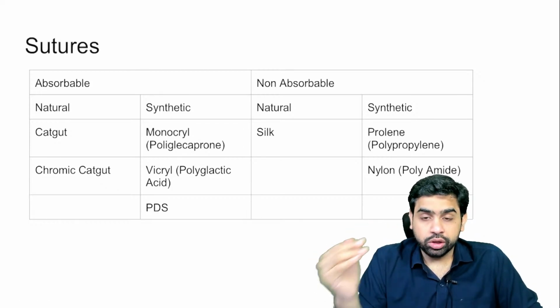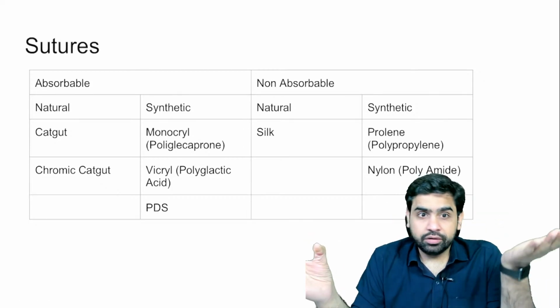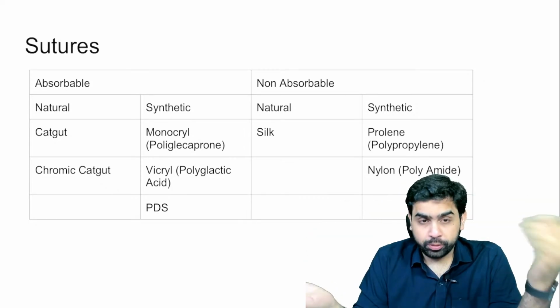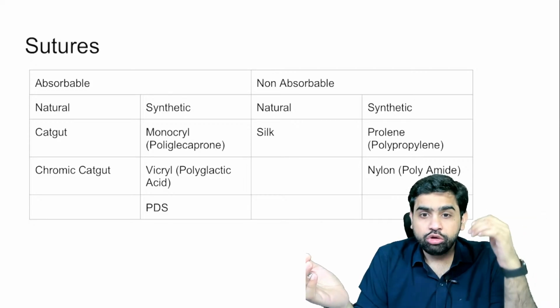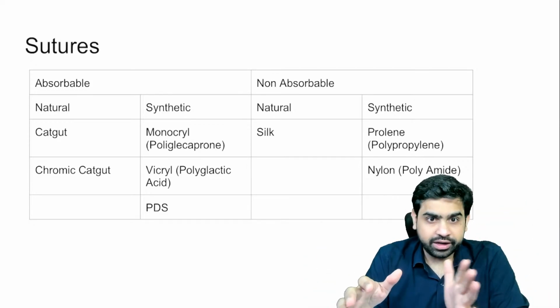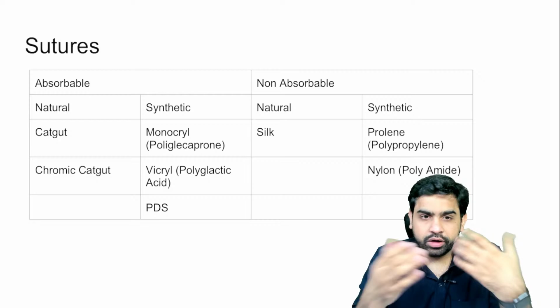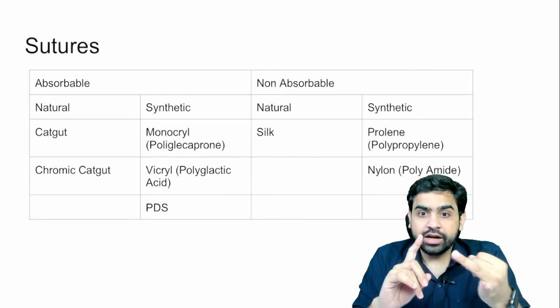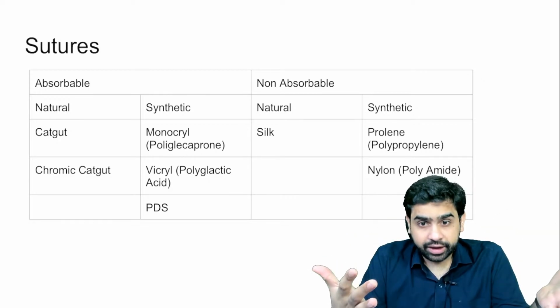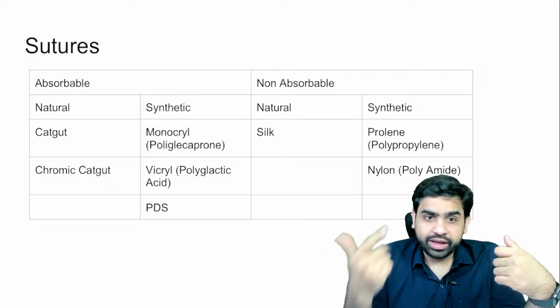Okay. Now sutures. Sutures can be absorbable sutures and non-absorbable sutures. In the absorbable sutures, you have naturally occurring absorbable sutures and synthetically occurring absorbable sutures. What are the naturally occurring absorbable sutures? We have catgut and chromic catgut. The synthetically occurring absorbable sutures are monocryl, vicryl, and PDS.